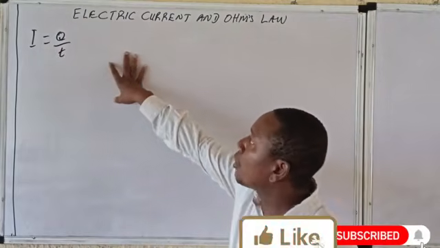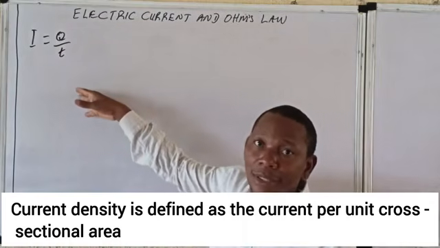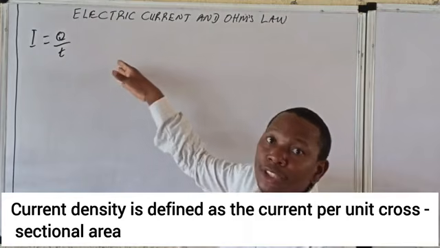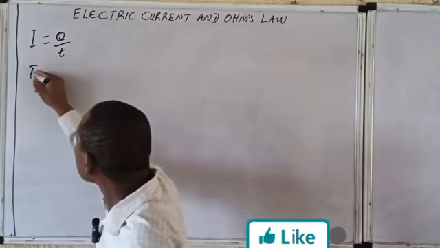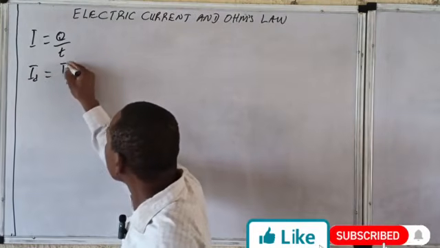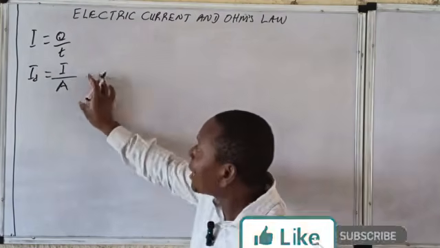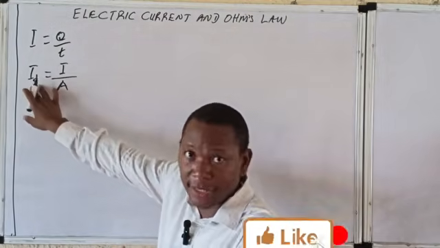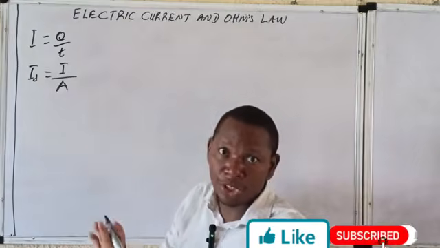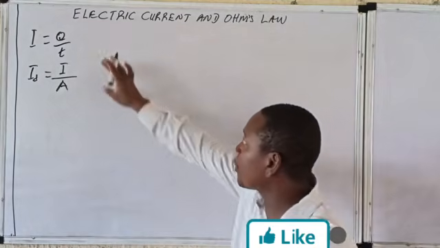All right. Now, when we're talking about electric current, we can talk about current density, which means the current per unit cross-sectional area. So current density is current per unit cross-sectional area. So the current per area is the current density. Take note of these formulas because you'll be using them to solve questions as we move on.